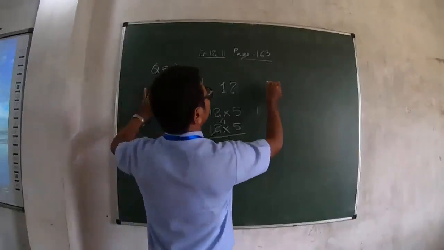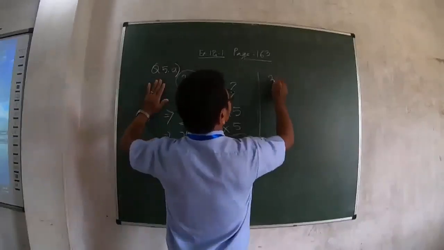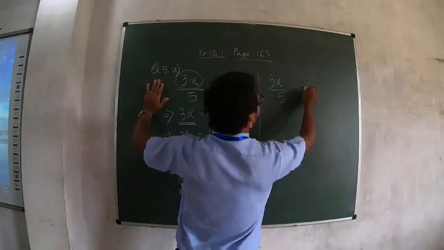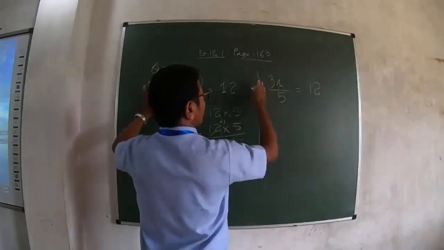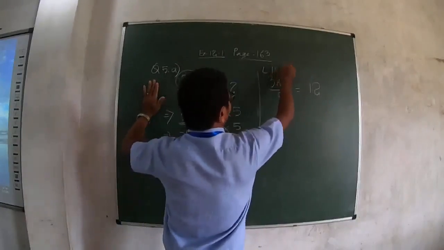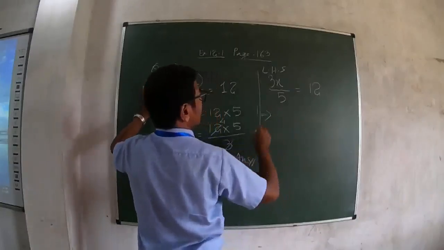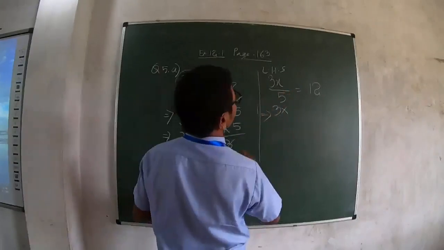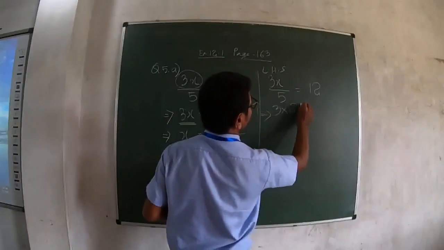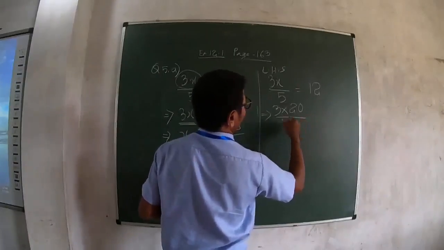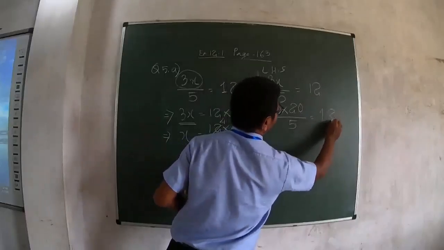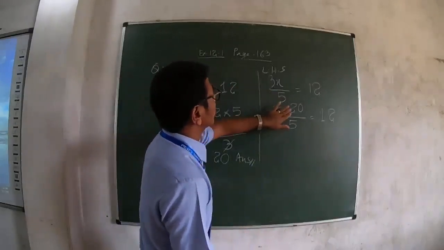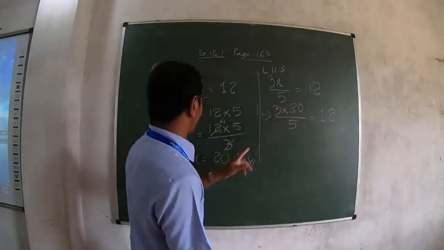Now let's try check. 3x by 5 equal to 12. The left side, this is called the left hand side. That means the front side has got x. 3 into x is 20. x is 20 divided by 5 equals to 12. I repeat, 3 into 20. Because x is 20.